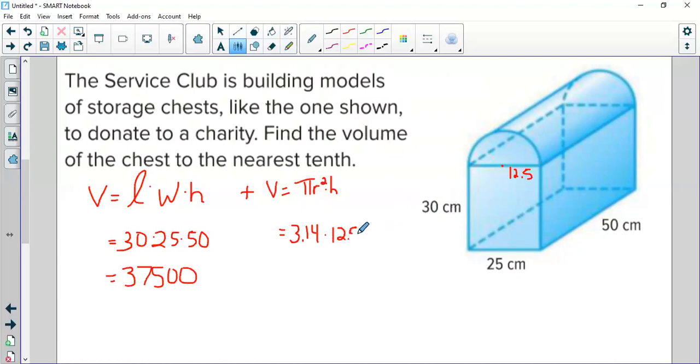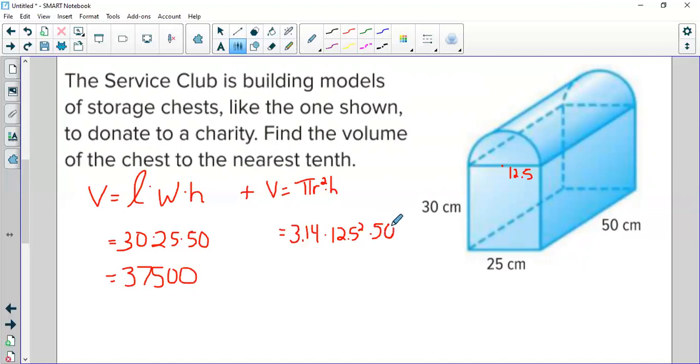Don't forget that has to get squared, or multiplied by itself. Times the height of the cylinder. Be really careful here. Remember, the height of a cylinder goes from circle to circle. In this case, half circle to half circle. So the height of the cylinder kind of goes from this front to the back. Well, the front to back line is the same as this front to back line, which is 50.